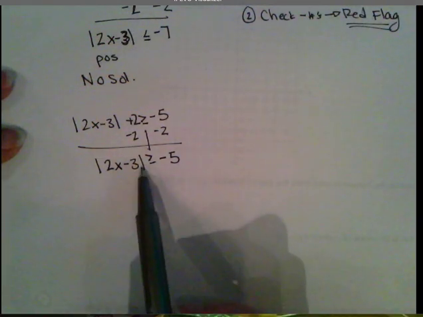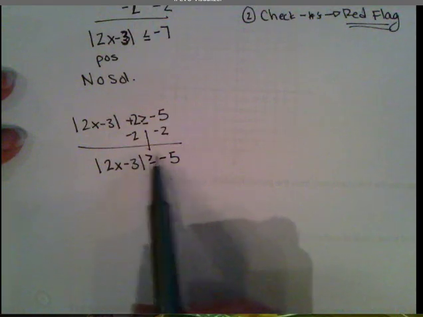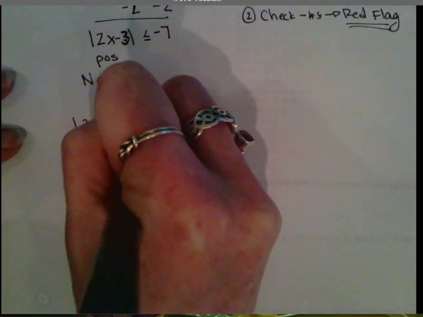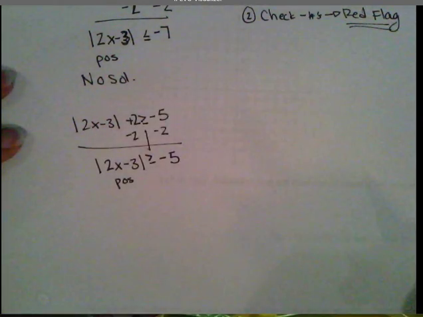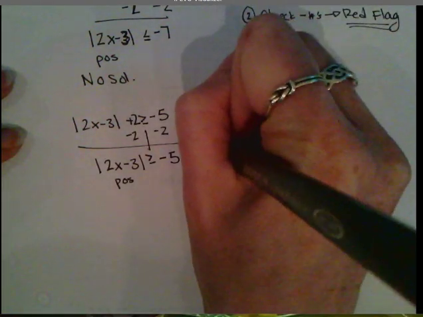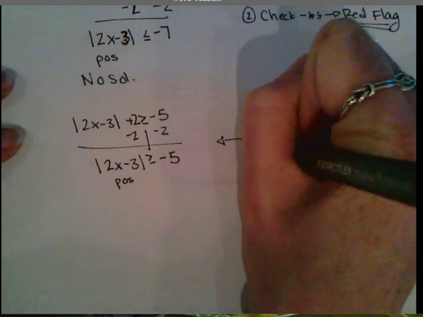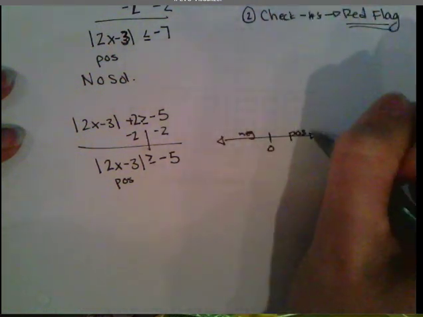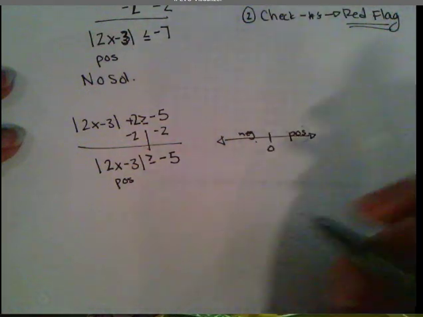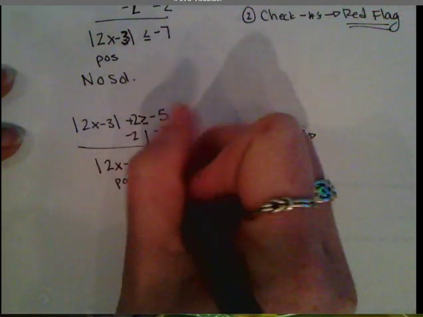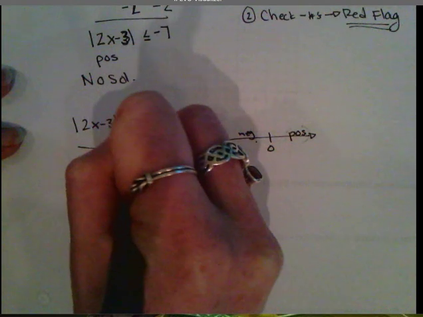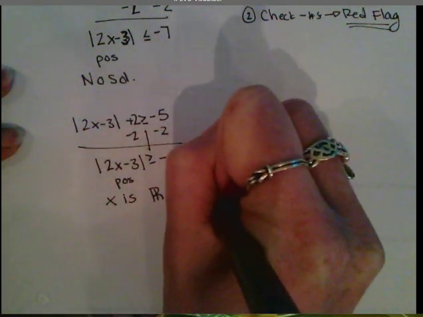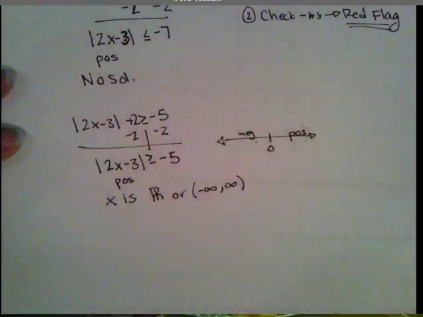But this time it's saying, hey, this positive value that's coming out is going to be greater than a negative number. Well, positive numbers will always be larger than negative numbers because that's how our numbers work. We have 0, negatives are over here, positives are over here, so these are larger values than our negatives. So this one is always true. So what's going to happen is x is all real numbers. Or if we wrote that in our interval notation, negative infinity to infinity.